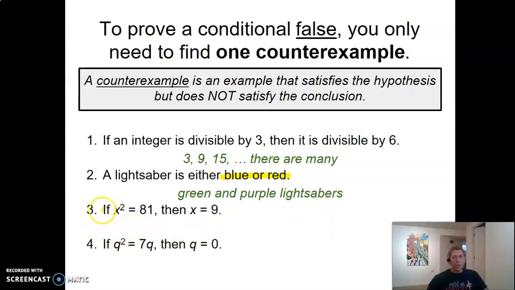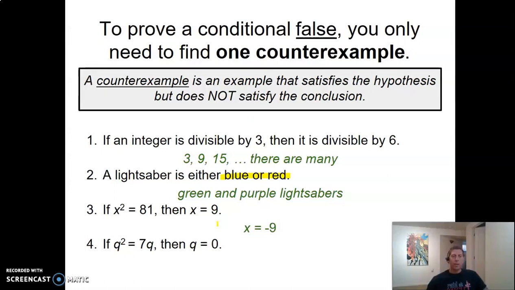Number 3, if x squared equals 81, then x equals 9. True or false? If it's false, what's the counterexample? Pause it and figure it out. Okay, welcome back. If x squared equals 81, then x equals 9. This is false because x can equal negative 9. Remember, when you take the square root of x squared, it gives you both a positive and negative number. So we can use negative 9 as a counterexample to prove this statement false.